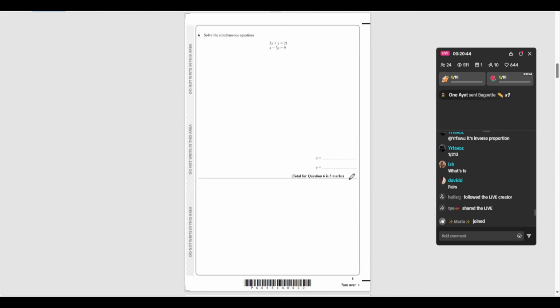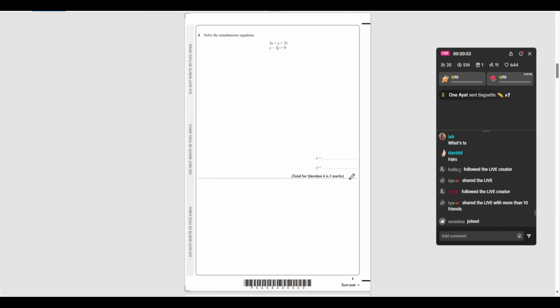So question number 6, solve the simultaneous equations. We need to solve the simultaneous equations. So can anyone tell me what method we will use? Will we use elimination or are we going to use the substitution method?